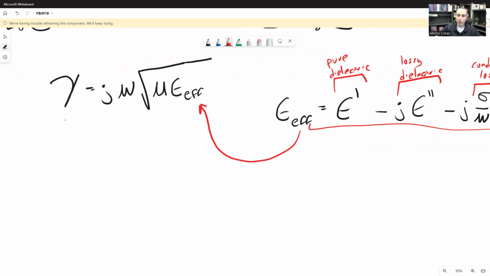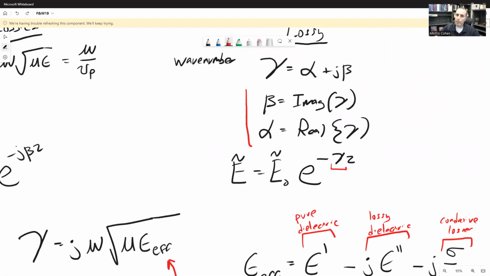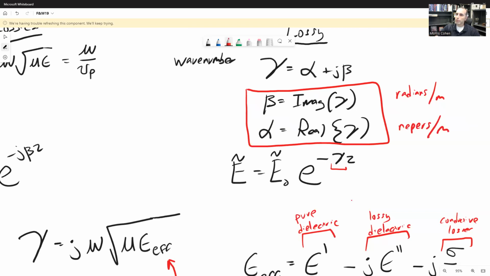And gamma itself will have real and imaginary parts. And as we showed up here, the imaginary part of gamma will tell you how the wave is propagating, and the real part of gamma will tell you the attenuation rates. So beta is radians per meter, and alpha is that weird unit, nepers per meter, which is how many 1/e reductions you are seeing for 1 meter of propagation.